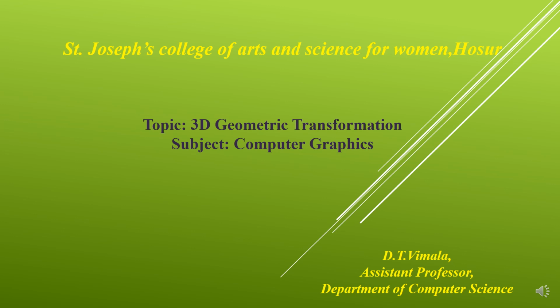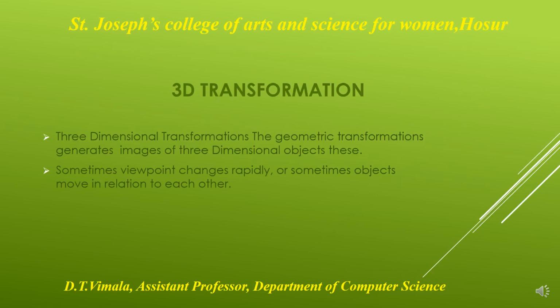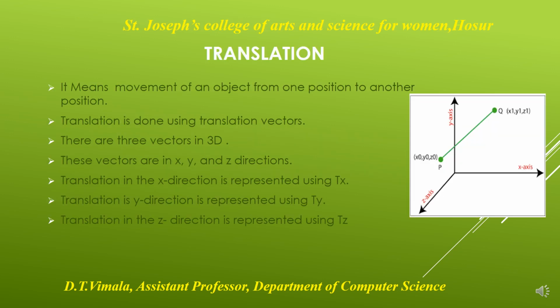My topic is 3D geometric transformation in subject computer graphics. In 2D, the transformation is moving the images from one position to another position. The same applies in 3D transformations. Next, in the transformation, we are going to see about translation, that is, how to make a translation in 3D, that is, a three-dimensional view.